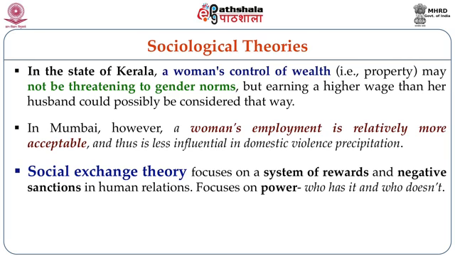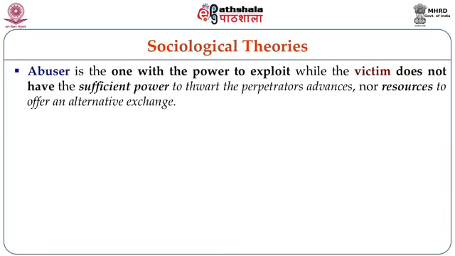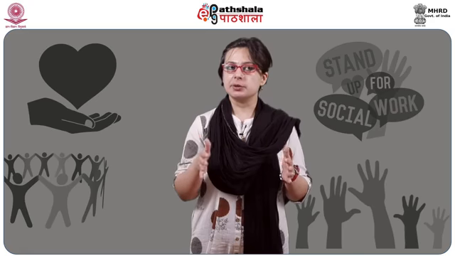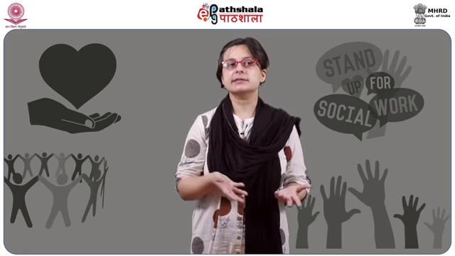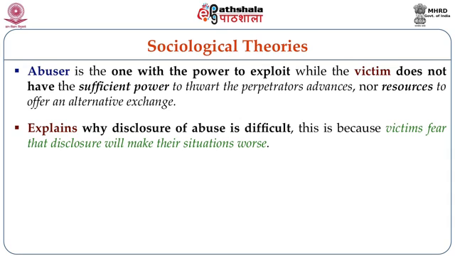Now we have the social exchange theory. This focuses on the system of rewards and negative sanctions in human relations. It focuses on power, who has it and who doesn't. The abuser is the one with the power to exploit, while the victim does not have sufficient power to thwart the perpetrator's advances, to offer an alternative exchange. So, this is talking about power relations and saying some people have the power and some people don't. So, powerful people can exert violence. It explains why disclosure of abuse is difficult. This is because victims fear that disclosure will make their situations worse.